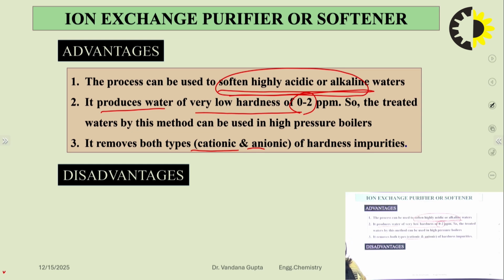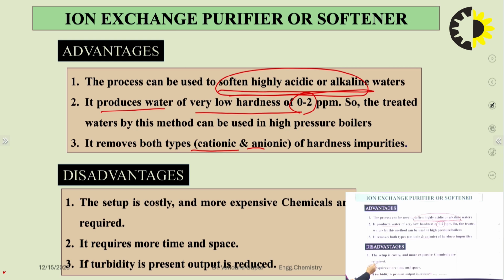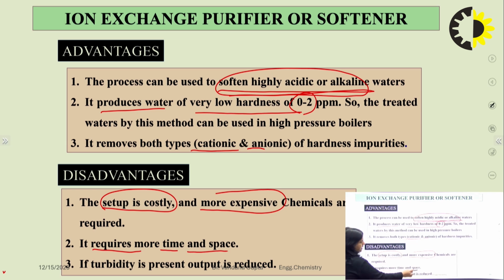There are some disadvantages also. The setup is very costly because the ion exchange resins are more expensive. It requires more time and space. If turbidity is present, output is reduced. So these are some advantages and disadvantages of the ion exchange process.